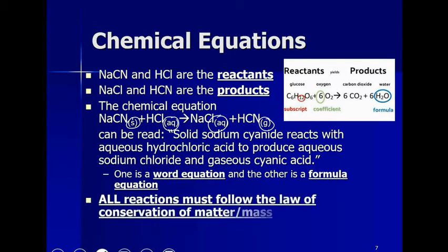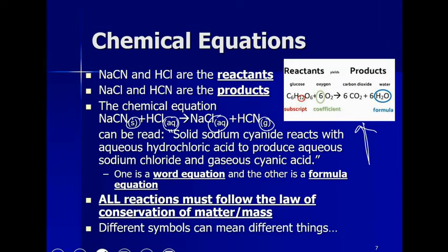All reactions must follow the law of conservation of matter or mass, and that means that it needs to be balanced. When you look at this boxed equation, you can see I've pointed out the subscripts and the coefficients. You may not change the subscripts at all in a chemical reaction. The subscripts are what makes up the compound, and the compound is formed based on valence electrons and how a bond is formed. But the coefficients, that's what you change in order to balance a chemical reaction.